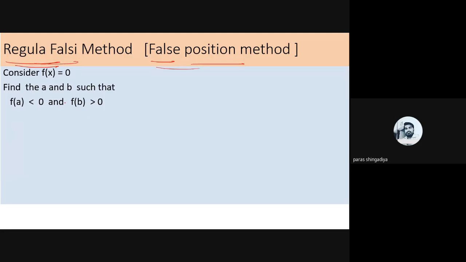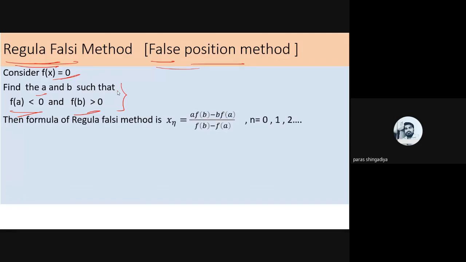Okay. So the same procedure: there is one function given, an equation is given, and first you have to find a and b, where f of a is negative and f of b is positive. That is the first step that we already discussed in the bisection method. And now, in place of the bisection formula, which is a plus b by 2, we'll use this formula: a into f of b minus b into f of a divided by f of b minus f of a. That is a simple one.